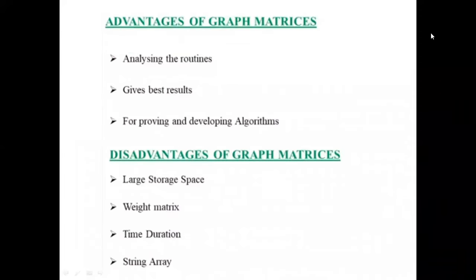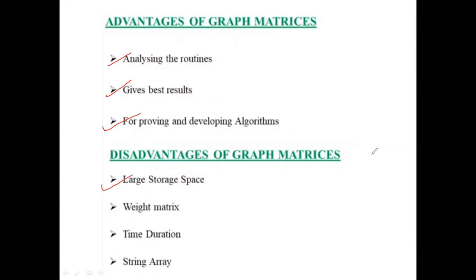Next one, advantages of graph matrices. Analyzing the routines gives the best results for proving and developing algorithms, so we are going to use these graph matrices. Now, disadvantages of graph matrices. It needs large storage space.